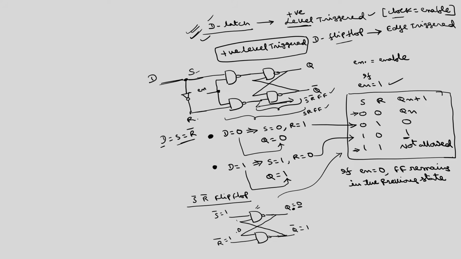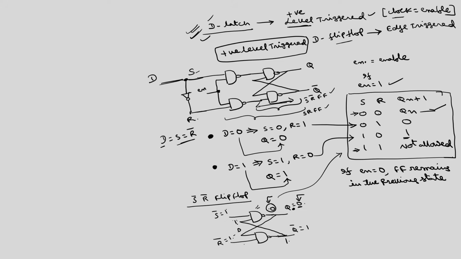So, 0 1 becomes 1, 1 1 becomes 0. So, if I assume the previous state is 0, the present state is also 0. Similarly, if I assume that the previous state is 1, we will get the present state as 1. So, we will get this Qn.